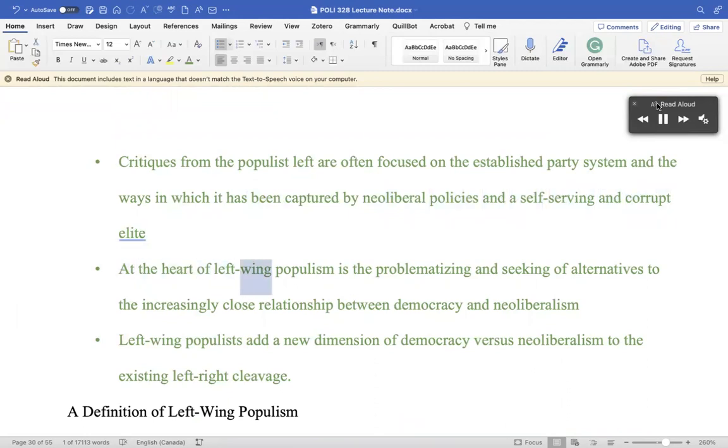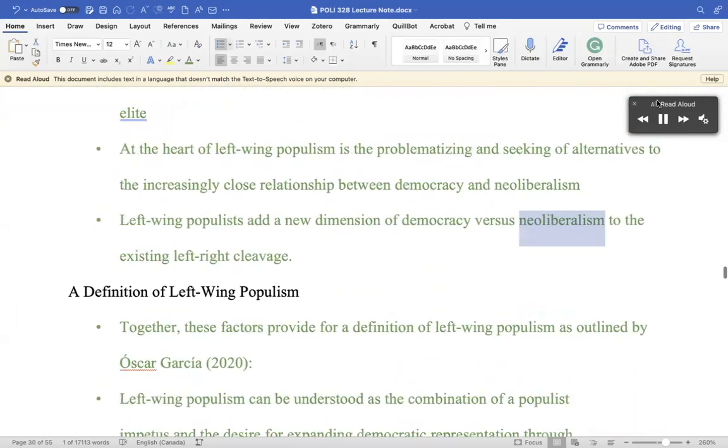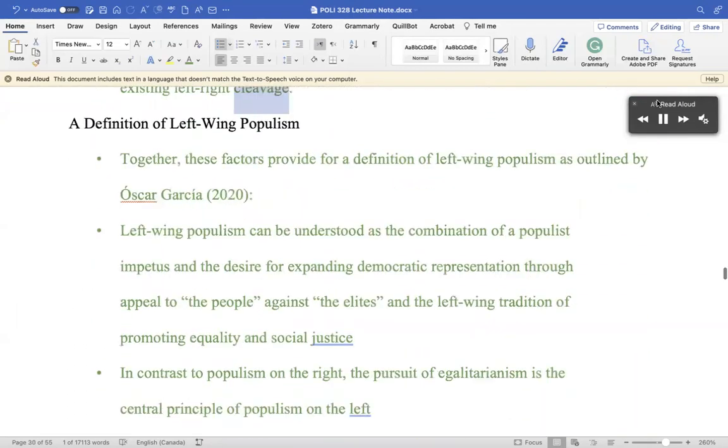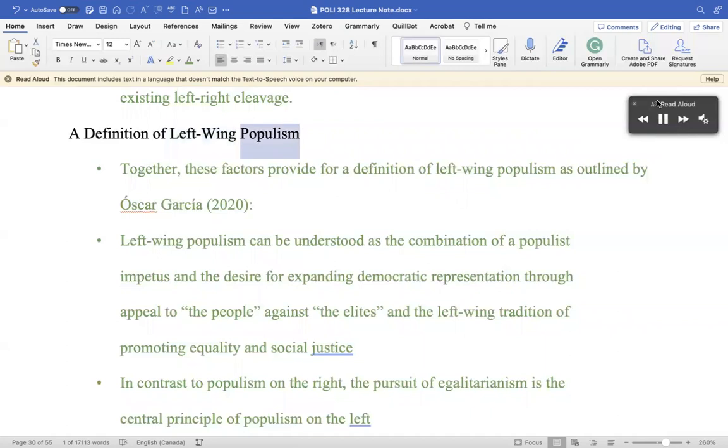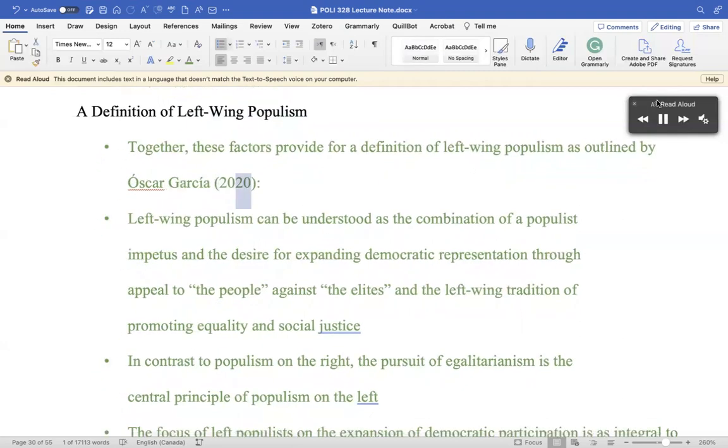At the heart of left-wing populism is the problematizing and seeking of alternatives to the increasingly close relationship between democracy and neoliberalism. Left-wing populists add a new dimension of democracy versus neoliberalism to the existing left-right cleavage. Together, these factors provide for a definition of left-wing populism as outlined by Oscar Garcia, 2020.